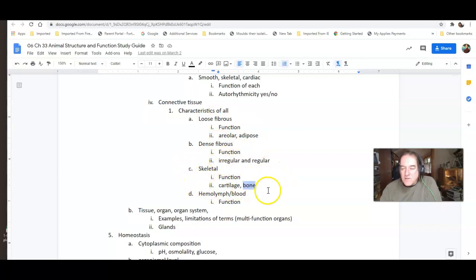Skeletal connective tissue still has lots of fibers. There's a huge amount of fiber, and that fiber is collagen still. The same old fiber. It's just instead of liquid squirting around through all of that, we primarily have solid material or a tough jelly-like material in the case of cartilage.